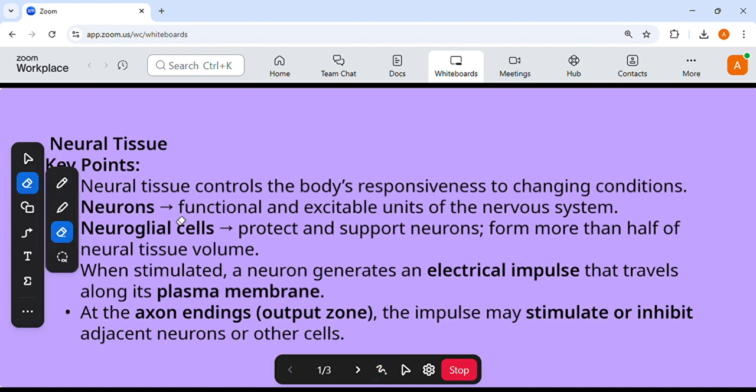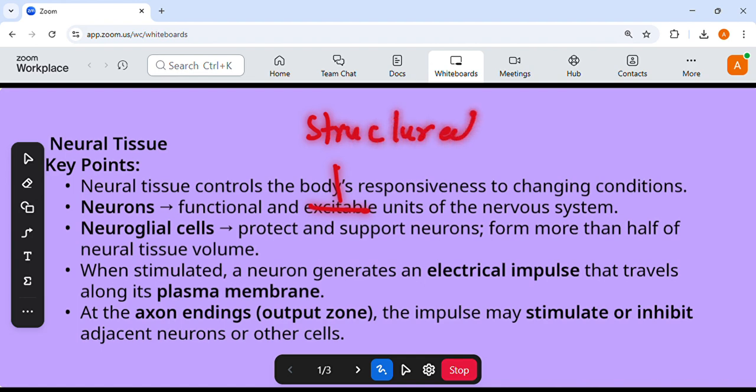So first one, neuron is the functional and excitable unit of nervous system. Functional and structural unit. Excitable, it is better to tell structural. It's better to tell structural and functional unit of neural tissue, neuron or nervous system. Neuroglia cells make up 50%, half of the neural tissue volume.